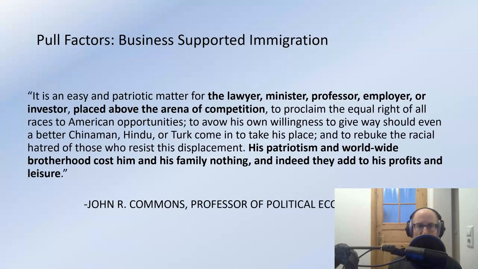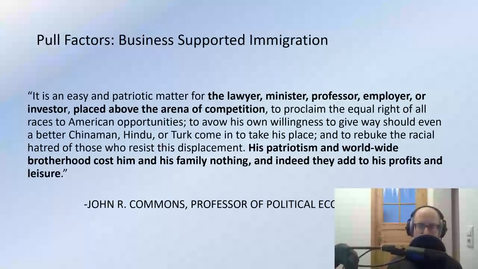Quote, "It is an easy and patriotic matter for the lawyer, minister, professor, employer, or investor placed above the arena of competition to proclaim the equal right of all races to American opportunities. To avow his own willingness to give way should even a better Chinaman, Hindu, or a Turk come in to take his place, and to rebuke the racial hatred of those who resist this displacement. His patriotism and worldwide brotherhood cost him and his family nothing, and indeed they add to his profits and leisure."